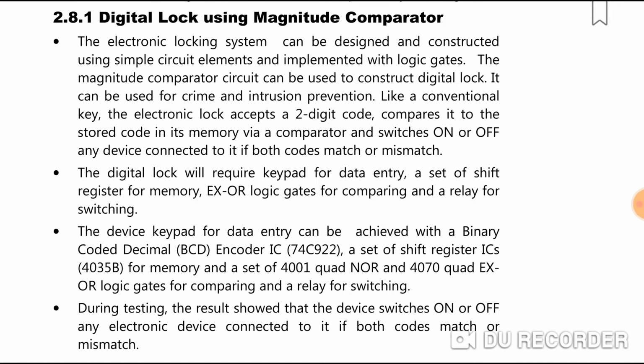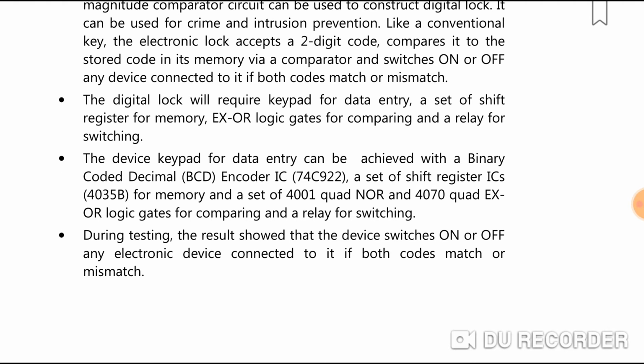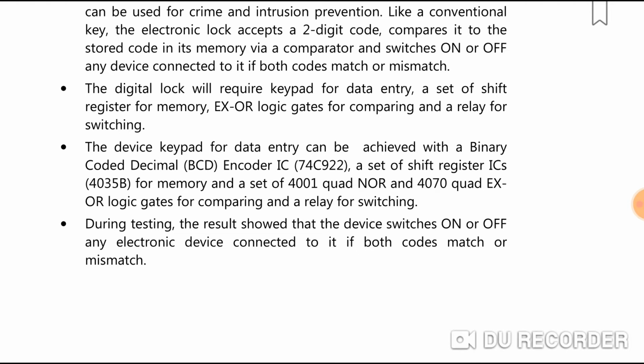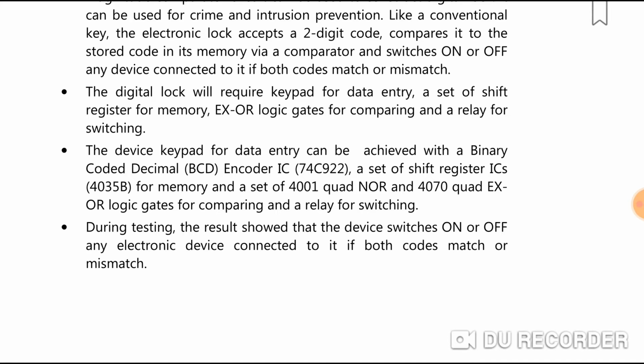Now we will see a digital lock using a magnitude comparator. Electronic locking systems can be designed and constructed using simple circuit elements and implemented with logic gates. The magnitude comparator circuit can be used to construct a digital lock. It can be used for crime and intrusion prevention. Like a conventional key, the electronic lock accepts a two-digit code, compares it to the stored code in its memory via a comparator, and switches on and off any device connected to it.